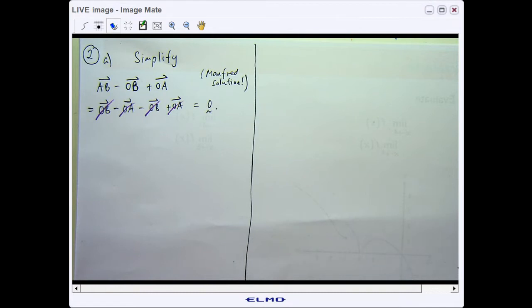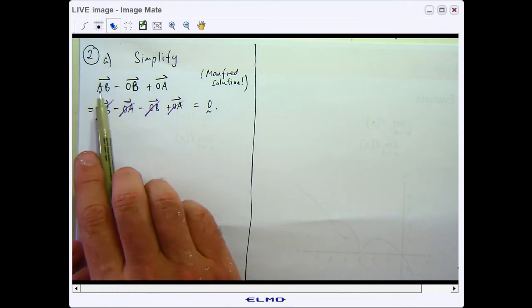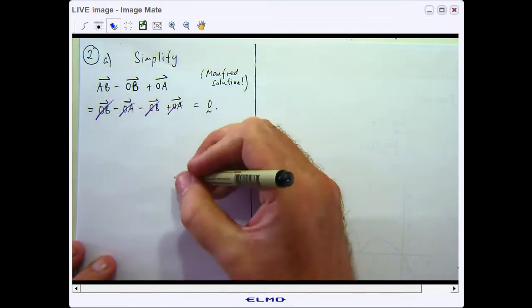Is there another way to do this problem that's not algebraic? Who can tell me? Is there a third way to do this problem that's not algebraic? Oh, Manfred, yeah. That's what I was thinking. Using a vector diagram. Excellent. So really here we've got 3 points. We've got the point A, the point B, and the origin.